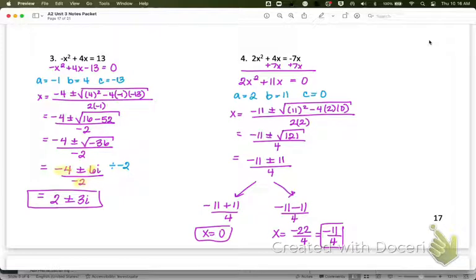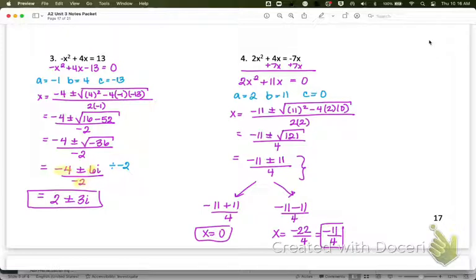And then on number 4, again, when we get to the end, these are all like terms, okay? They're all whole number integer values. So we need to combine them down. There's no square roots, there's no i's. If they are numbers that you can add and subtract in your calculator, you should do that. And so that's how we get x equals 0 and x equals negative 11/4.